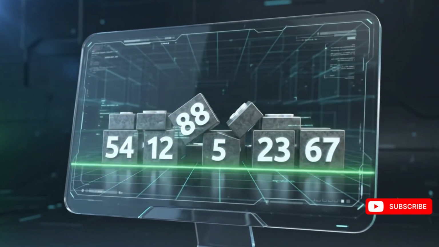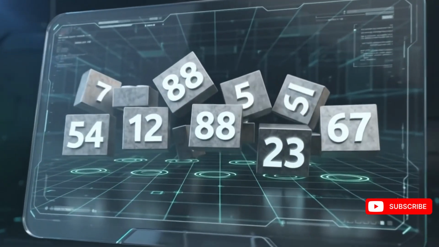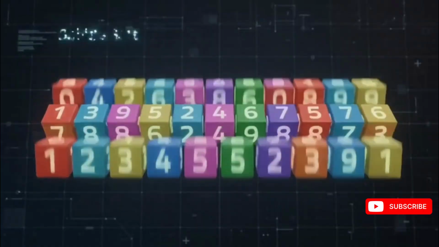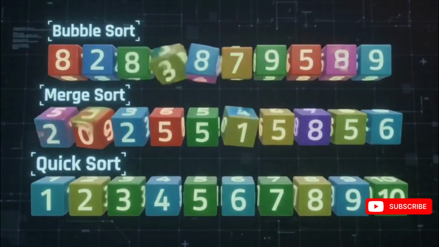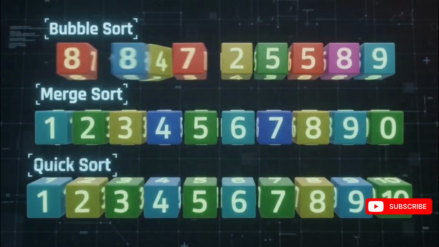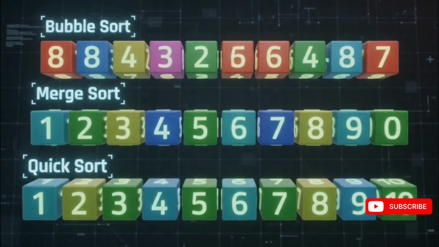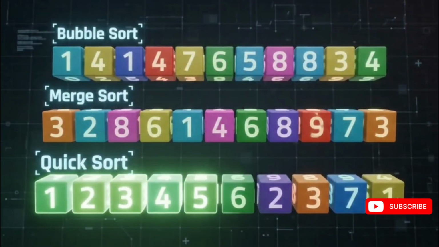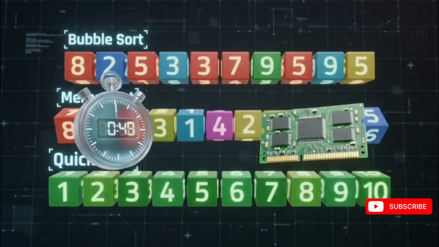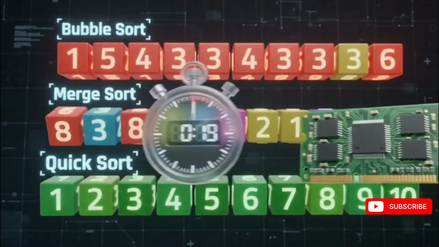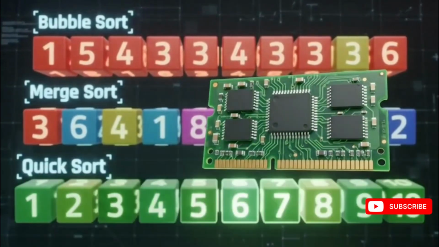Suppose a computer receives these random numbers. Its job is to arrange them. There isn't only one way to sort them. There are many. Bubble sort, merge sort, quick sort. All of them produce the same final answer. But some finish much faster. Some use less memory. Some are suitable for very large data sets. Choosing the right algorithm makes a huge difference.